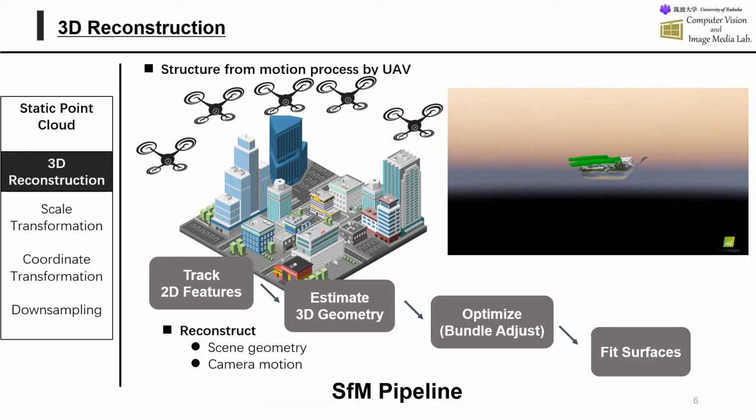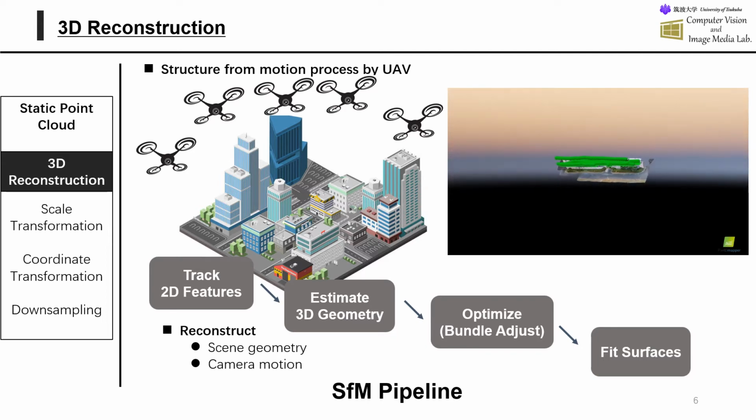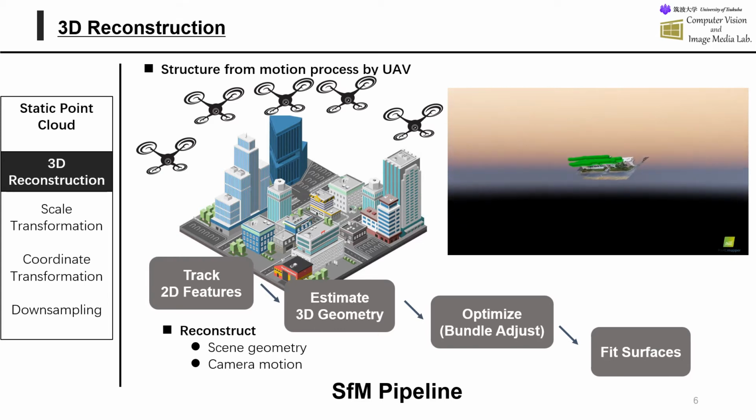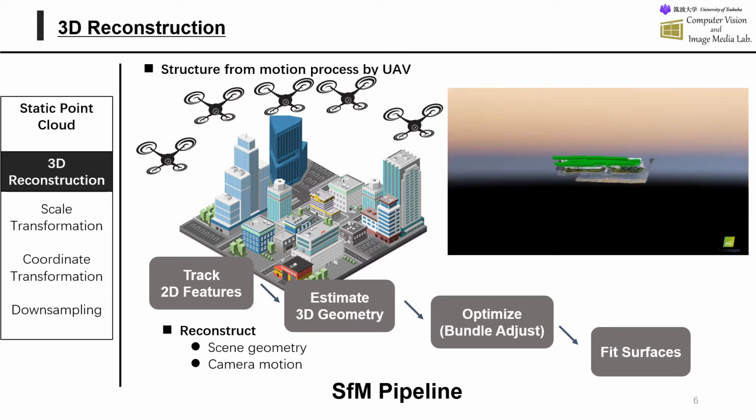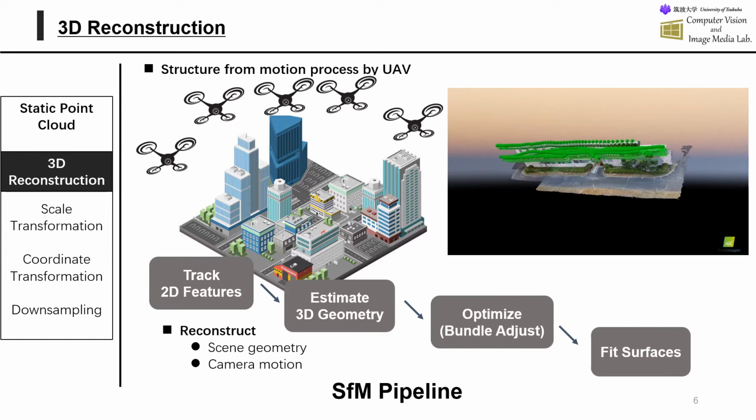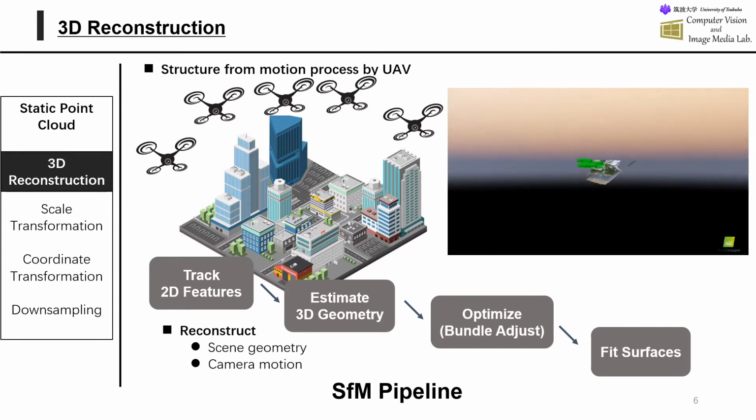To generate the static point cloud from aerial multi-view images, we use the structure from motion method. This is a 3D reconstruction method. It follows 4 main steps. We use the UAV to take enough aerial images and then track 2D features to estimate 3D geometry information. Then, bundle adjustment is applied to optimize the reconstruction model. Finally, fit the surface to finish the 3D reconstruction.